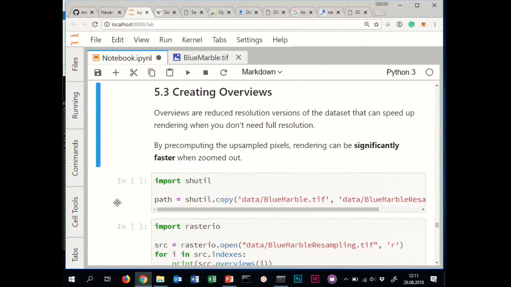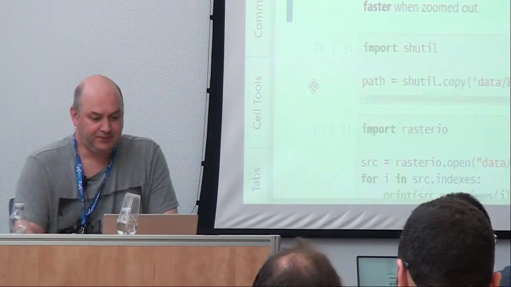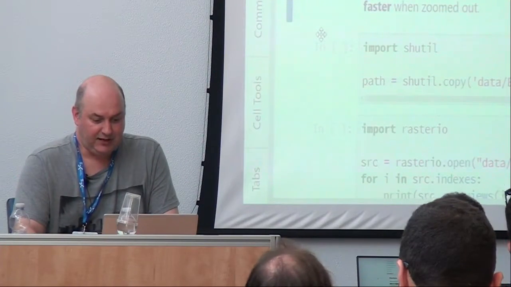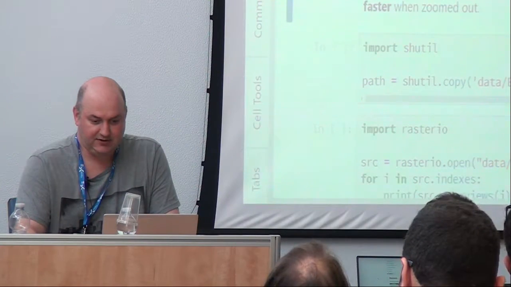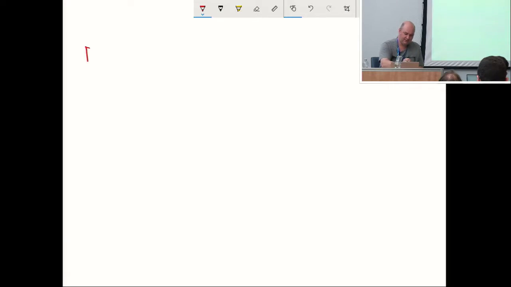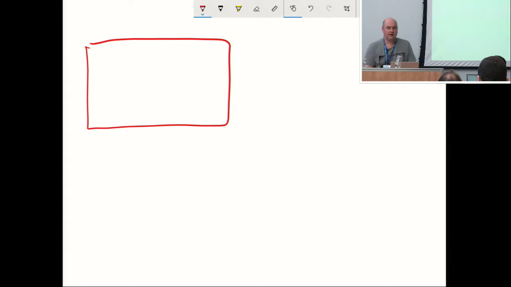So one way to accelerate that is creating overviews. It's something like pyramid layers. Let me show that to you. It's a quite easy principle. You have one image here. That's my image. Okay. And then you create the same image half size.